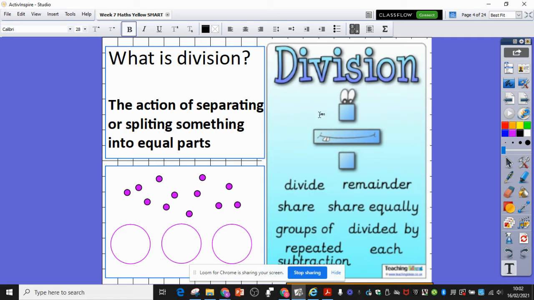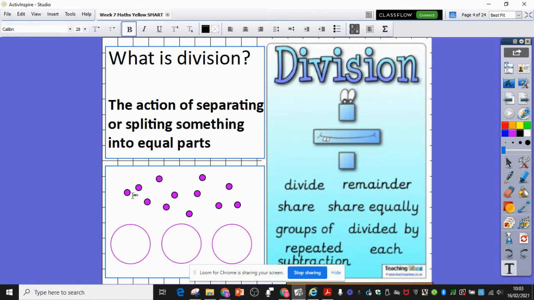So other ways you may have seen division presented. This is the division symbol. And this is the language that you will hear around division. So you've got divide, share equally, groups of, divided by, each. You might have a remainder for your division if it doesn't go in equally. And one way that you have done it in the past is to use repeated subtraction. Now, we're not going to be doing that today.